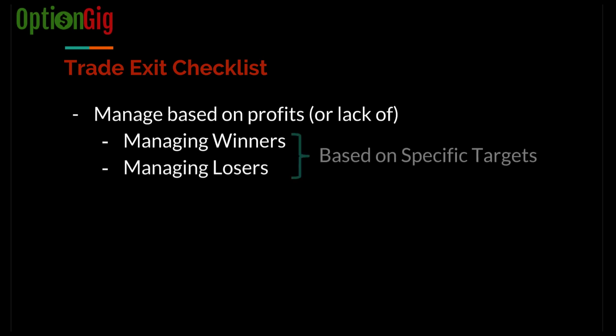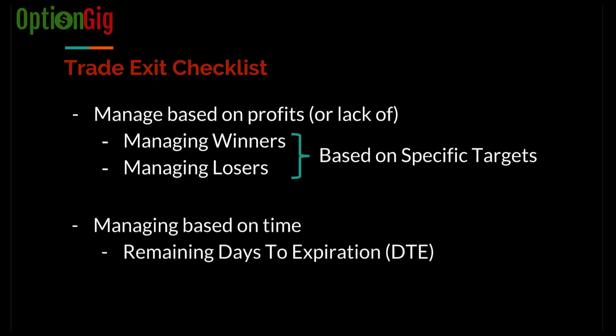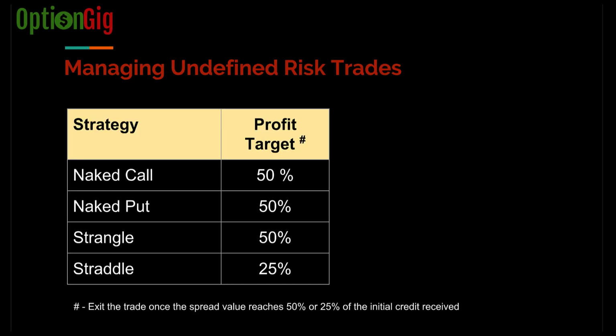Now in both the cases, our trade management is based on specific targets. We'll get into the details. Or we could also manage based on time, in terms of what's the right point when we start to manage the trade, which is based on how much time has already expired and how many days are remaining before the contract will expire. So that is called managing based on time, meaning remaining days to expiration, remaining DTE. So first let's look at managing based on the profits.